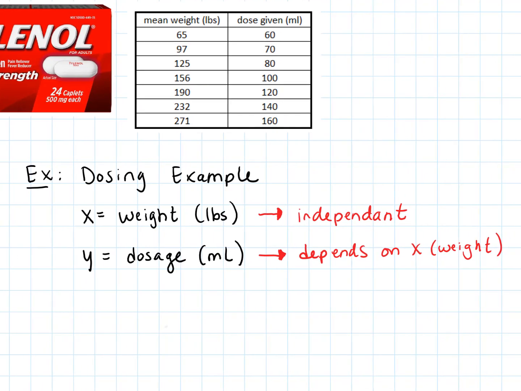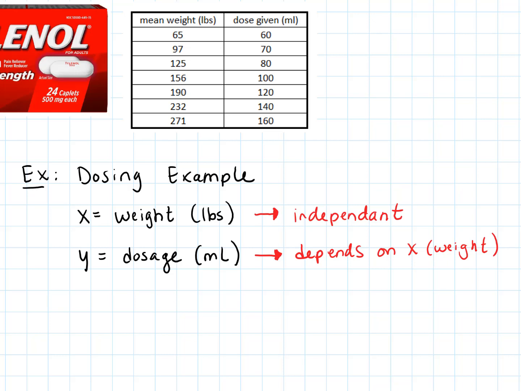Now, each of these sets of data, and we're going to graph these, represents an ordered pair. So 65, 60 is an ordered pair. 97 and 70 is an ordered pair. Those two data points are connected. The X and the Y are connected.